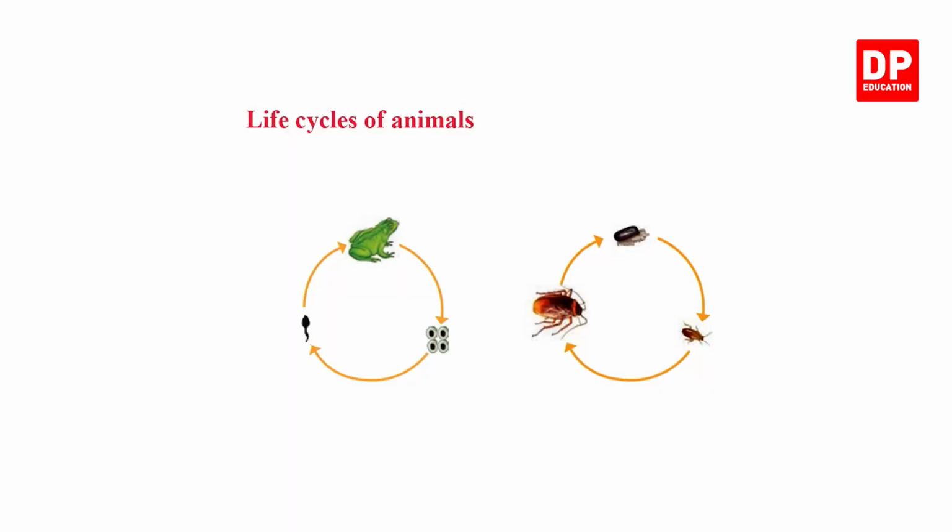So children, this is the life cycle of a frog, right? This is the life cycle of a frog. So if you check the frog, this is the adult frog. These are the eggs. These are eggs, and this is, you know, the tadpole.